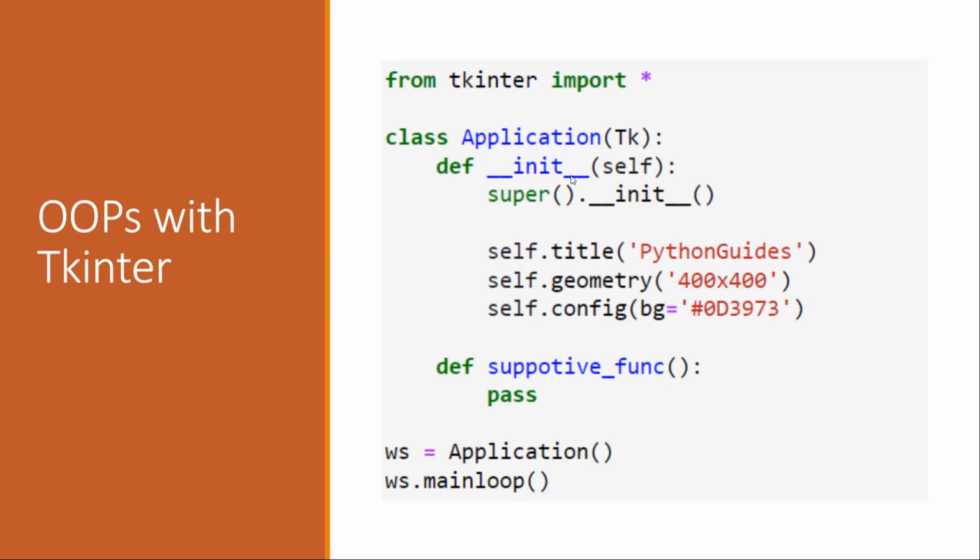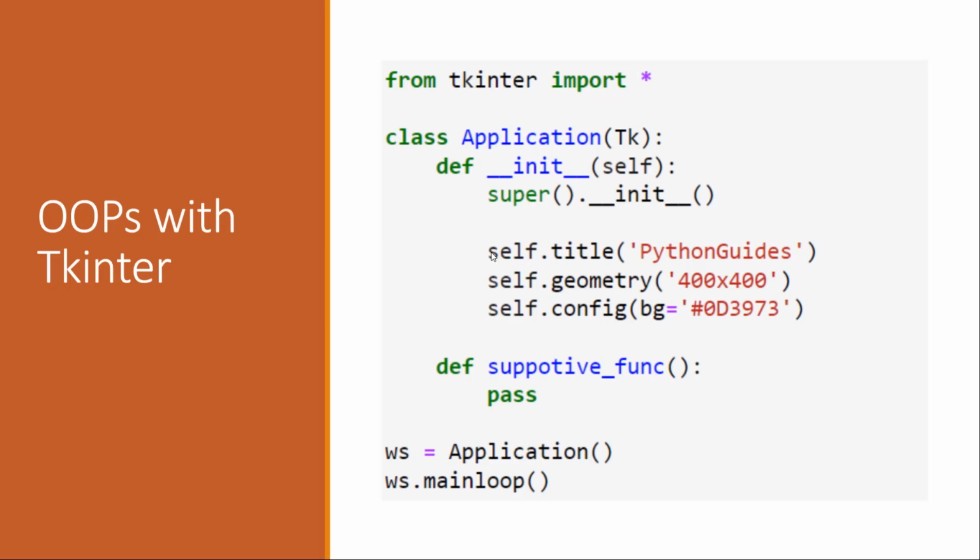Then def, space, underscore underscore init underscore underscore, and then self. This is a constructor that we are creating right now. Every time the program is run, everything mentioned over here will be run at first. And this is super, bracket open close, dot init. This is used to inherit the parts of a program. Since we have not mentioned the name of a parent over here, it is inheriting all the properties of the application. Now what we have to do is write self.title.